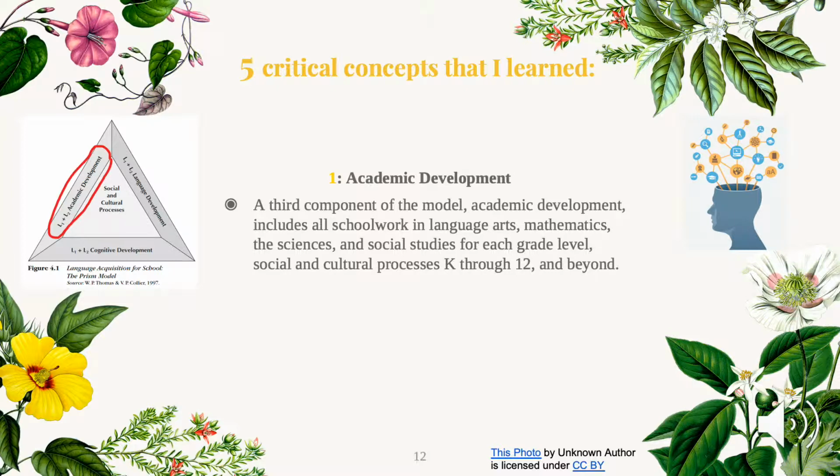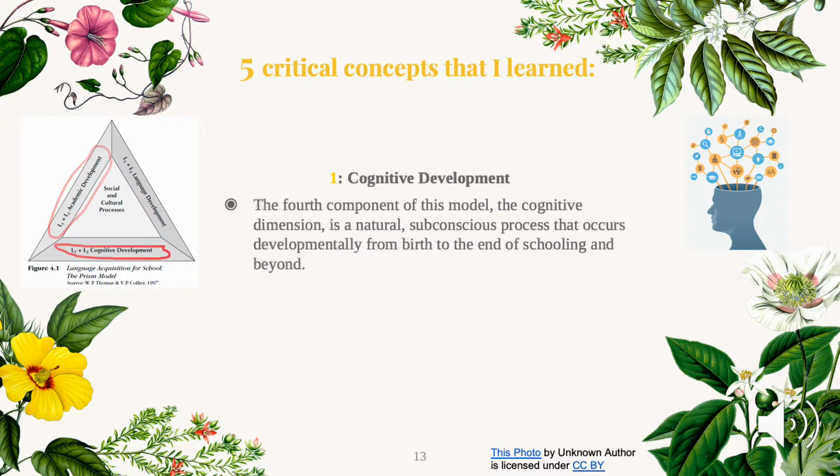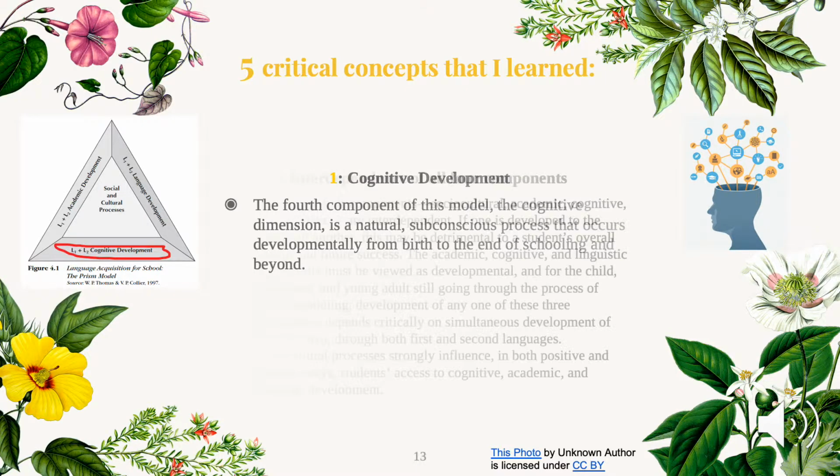Academic development. A third component of the model, academic development, includes all schoolwork in language arts, mathematics, the sciences, and social studies for each grade level, K through 12, and beyond. Cognitive development. The fourth component of this model, the cognitive dimension, is a natural subconscious process that occurs developmentally from birth to the end of schooling and beyond.